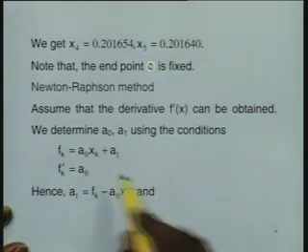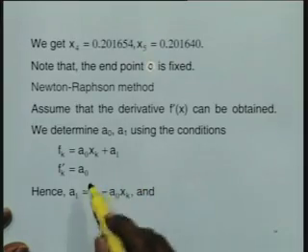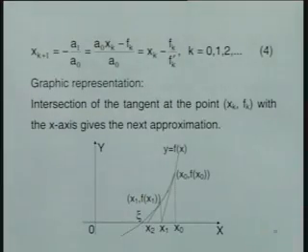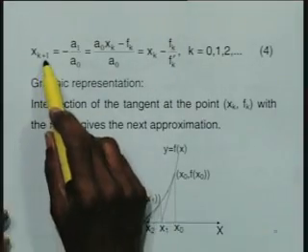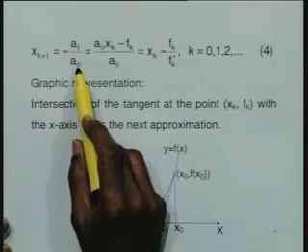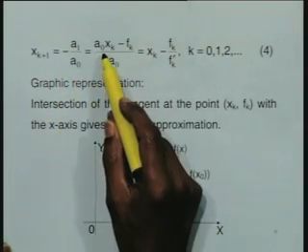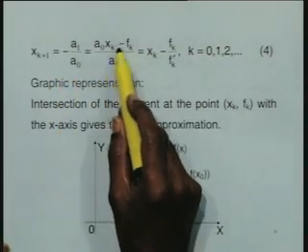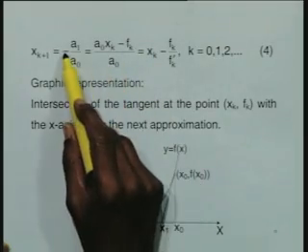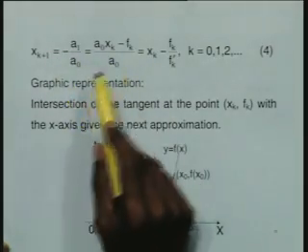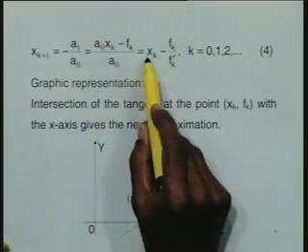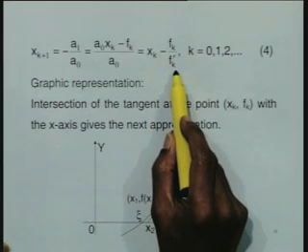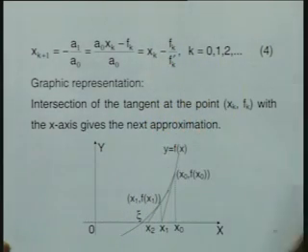Now the value of x, the next approximation, is minus a 1 upon a naught. So I would write x k plus 1 is minus a 1 upon a naught. A 1 we have just derived as f k minus a naught x k. I take this minus sign inside, divide it out, and I have x k plus 1 equals x k minus f k upon f dash x k, where k is equal to 0, 1, 2 onwards.